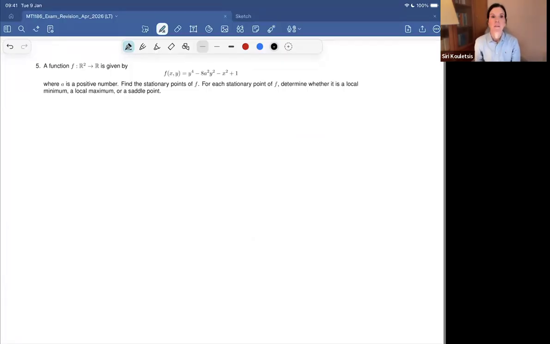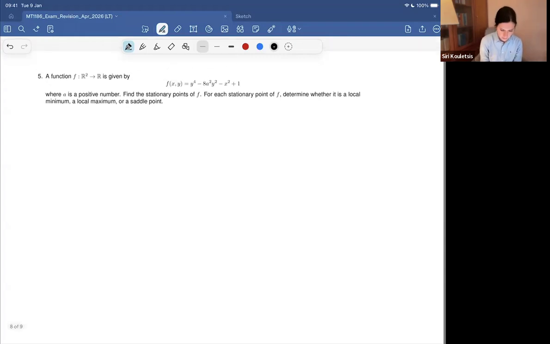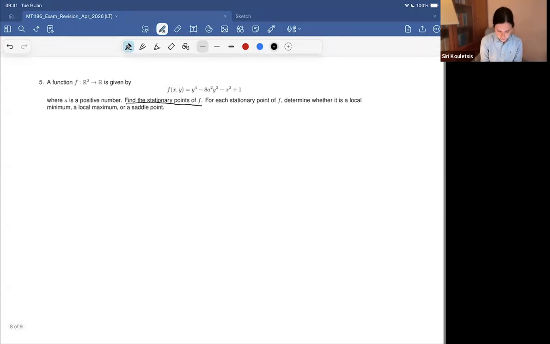A function f is given by f of x and y is y to the 4 minus 8a squared y squared minus x squared plus 1, where a is a positive number. And we have two tasks here. It's to find the stationary points of f, and then for each stationary point of f, we want to classify it, meaning we want to determine whether it's a local minimum, a local maximum, or a saddle point.